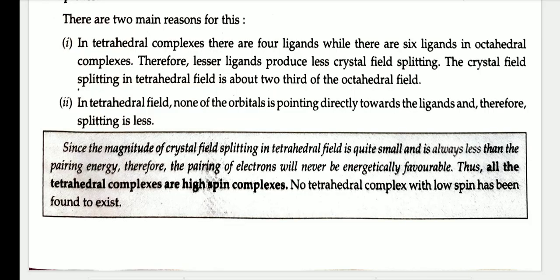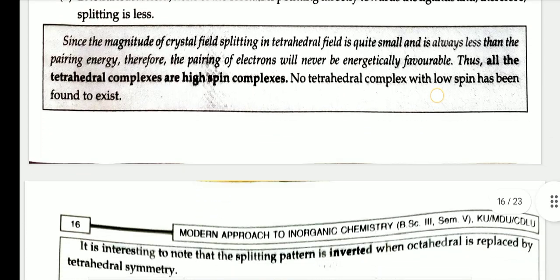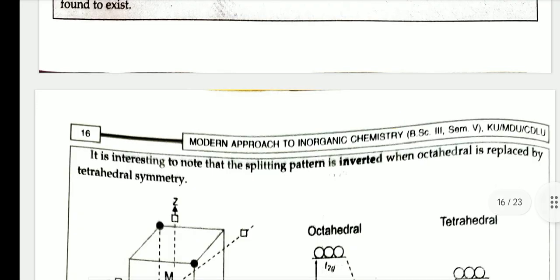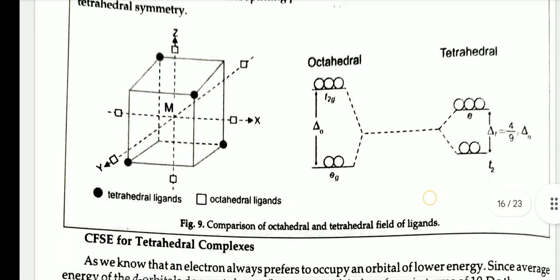Since the magnitude of crystal field splitting in a tetrahedral field is quite small and is always less than the pairing energy, the pairing of electrons will never be energetically favorable. Thus all the tetrahedral complexes are high spin complexes. No low spin tetrahedral complex has been found to exist. It is interesting to note that the splitting pattern is inverted when octahedral is replaced by tetrahedral symmetry.